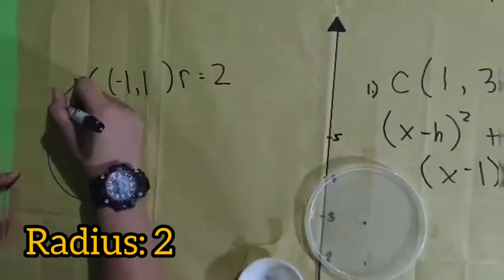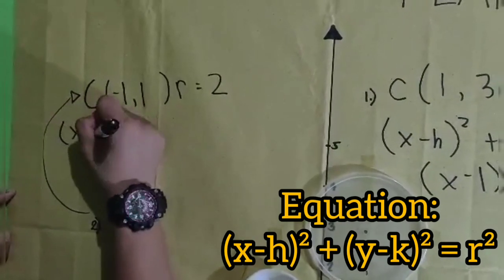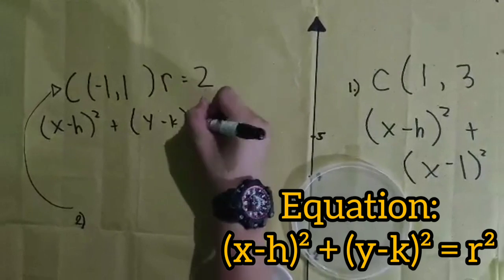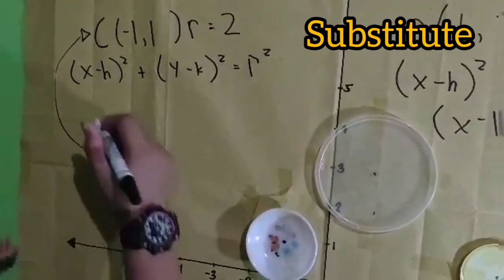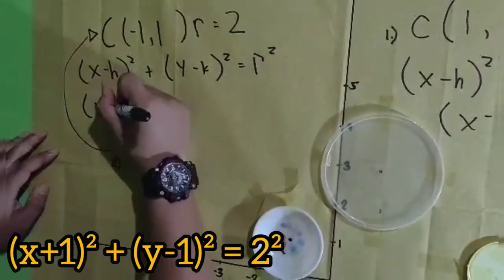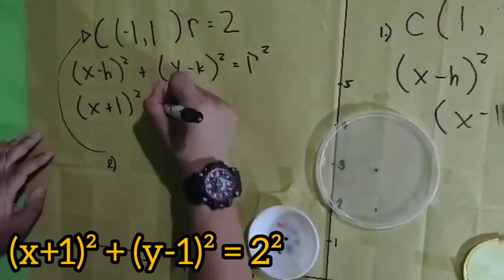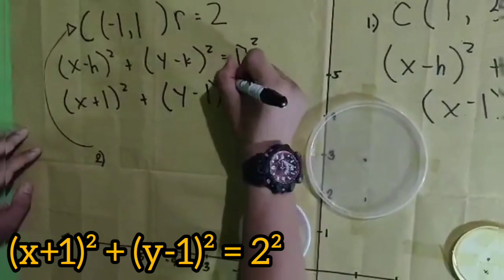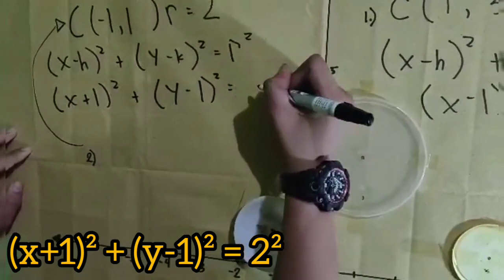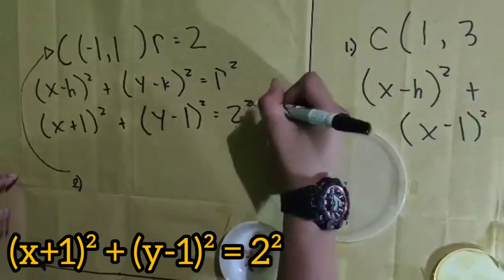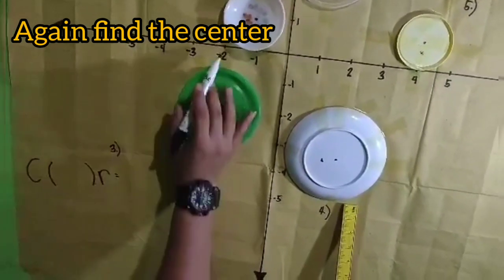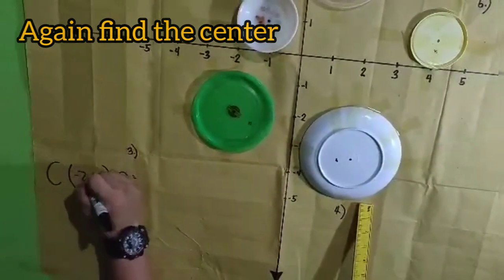So the equation is x minus h squared plus y minus k squared. So let us substitute the center and the radius. X plus... For object number 3, we have degree 2 and degree 2.